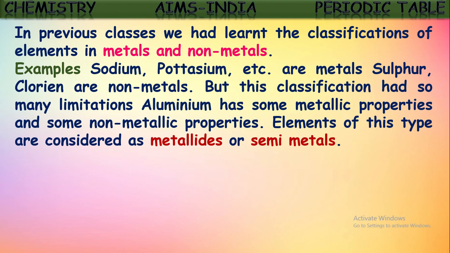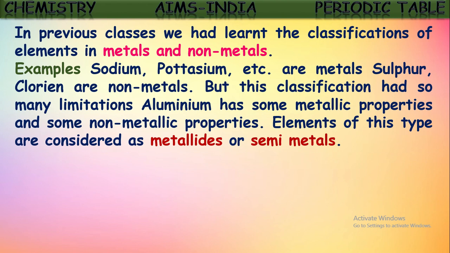For example, aluminium has some metallic properties and some non-metallic properties also. So that segregation is not completely satisfying the properties of the elements. Sodium, potassium, etc. are metals, so there it is okay. Even with the non-metals like sulfur and chlorine, they come under non-metals, they exhibit the properties of non-metals. But there are some elements like aluminium. It exhibits the properties of metals and certain properties it shows with the non-metals also.